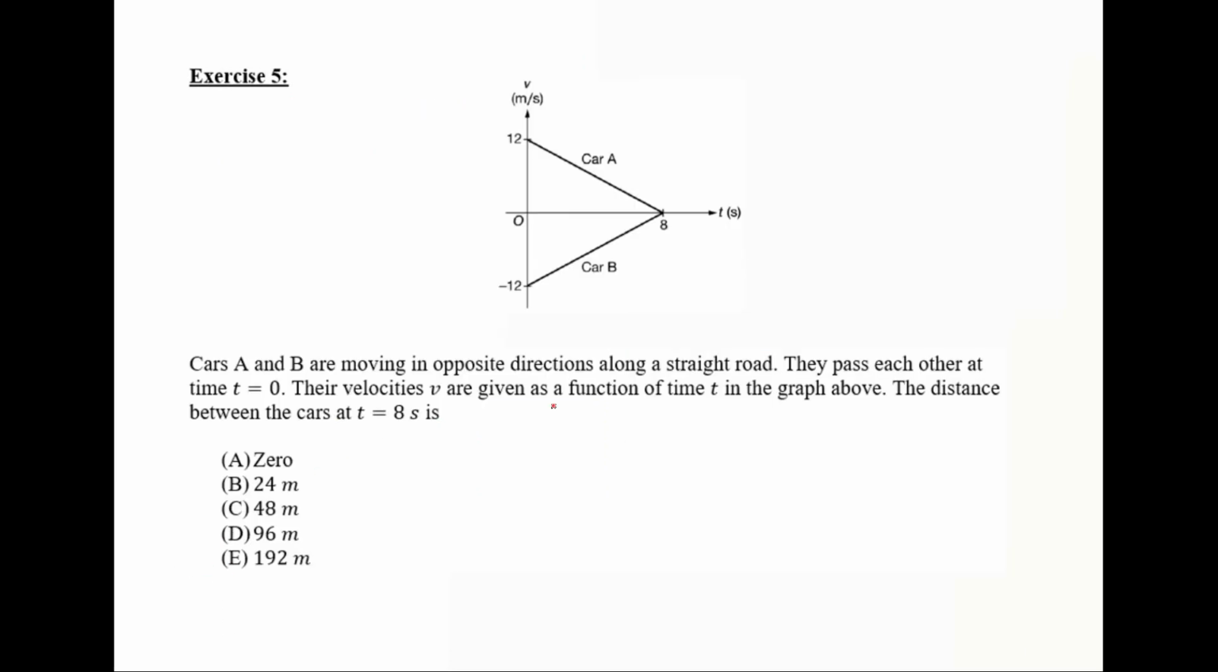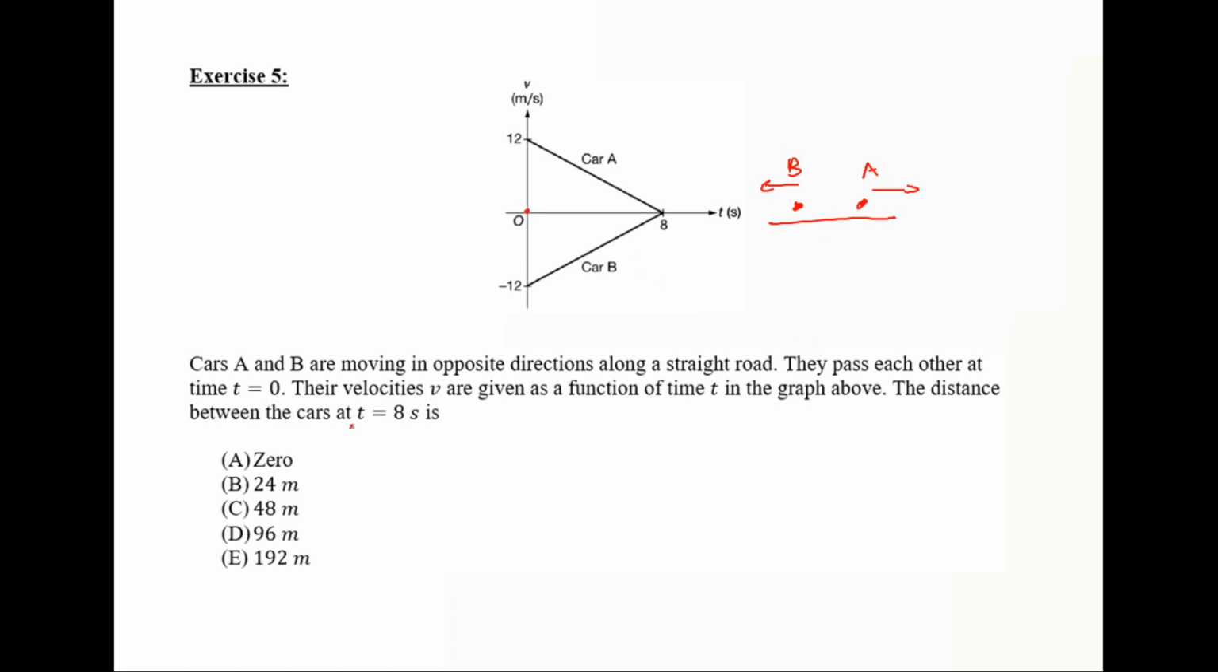Exercise 5. Cars A and B are moving in opposite directions along a straight road. They pass each other at the time t equal to 0. So at t equal to 0, they're going to pass each other. Car A has a positive velocity, which means it's moving in the positive direction. So let me draw here something. Car A will be moving like that, and car B will be moving like that because the velocity is negative.